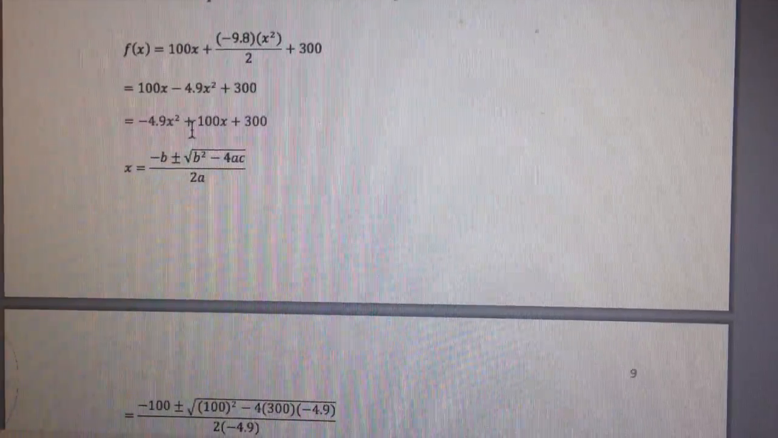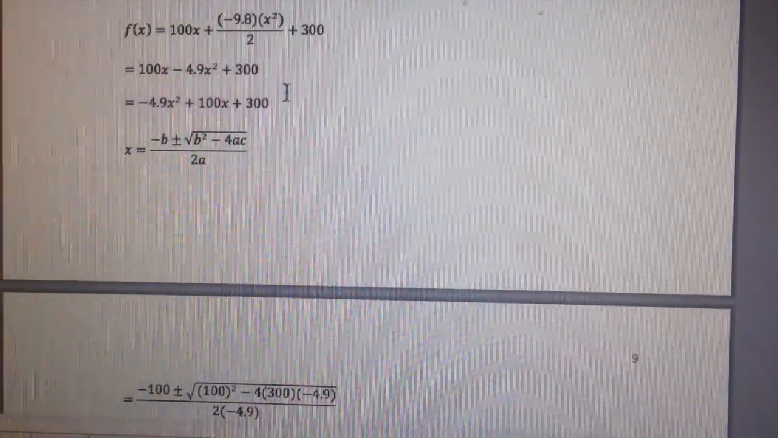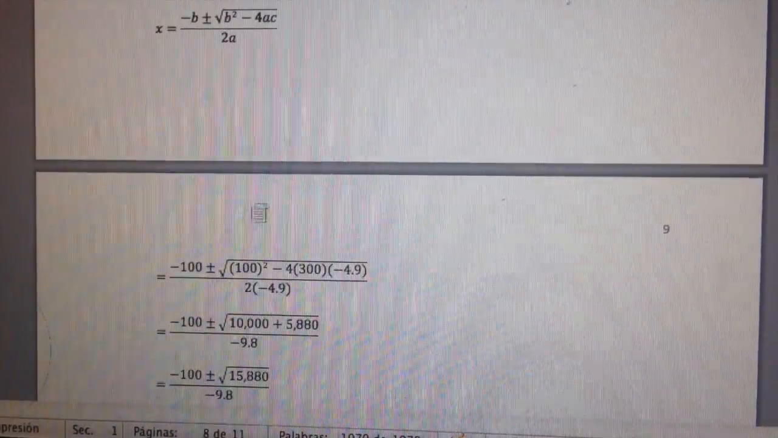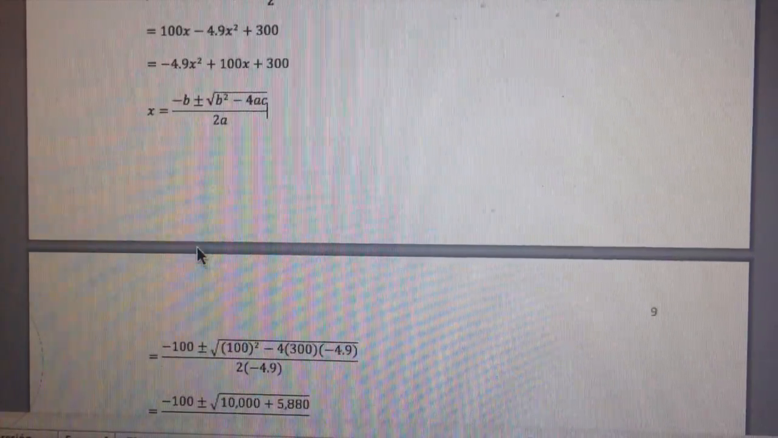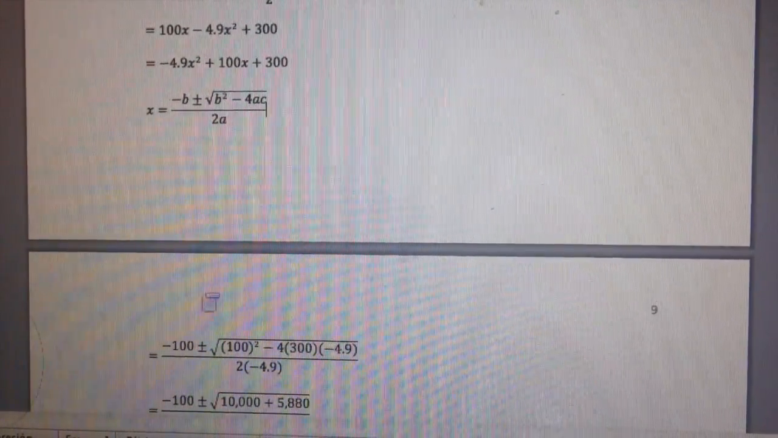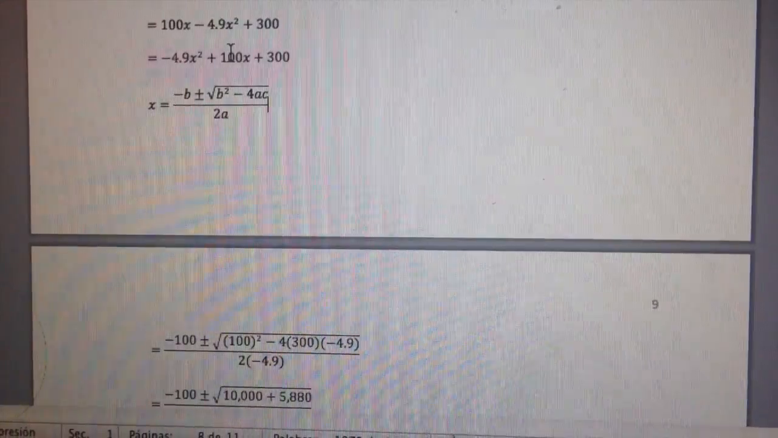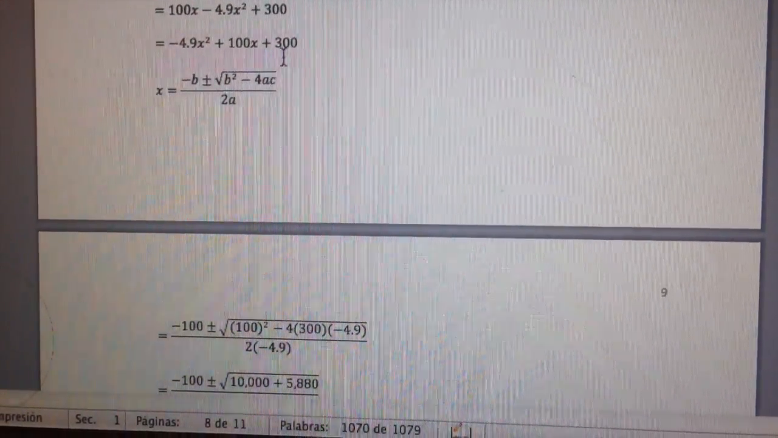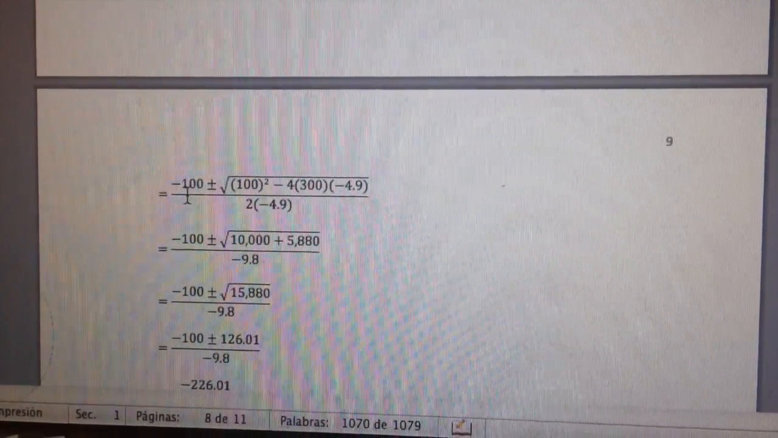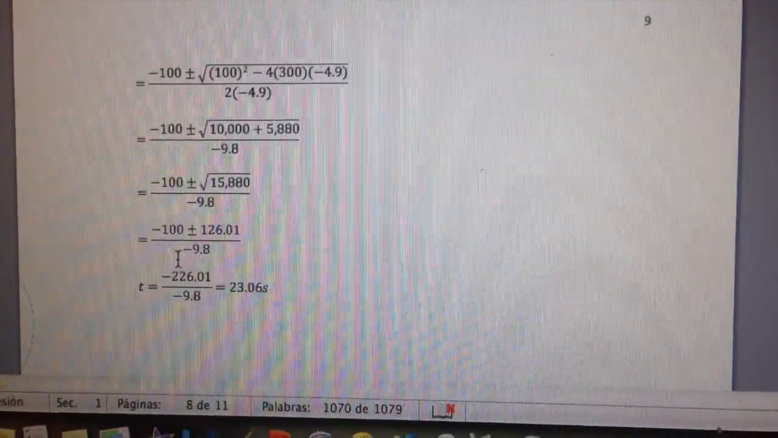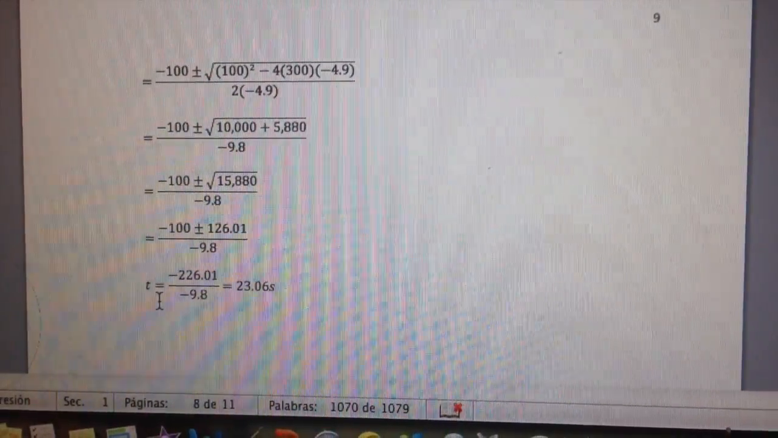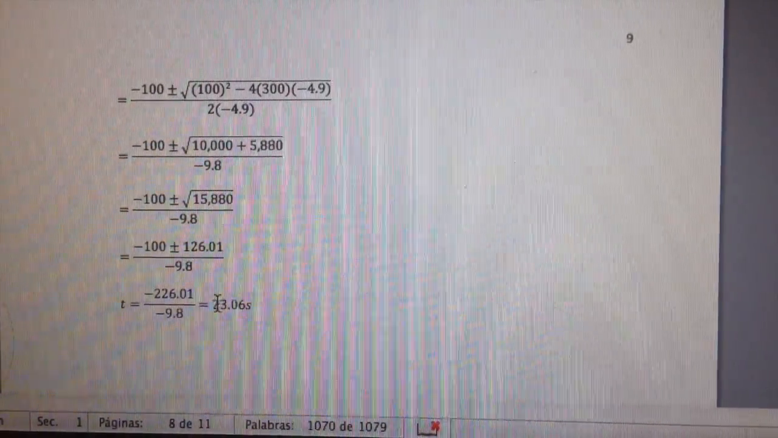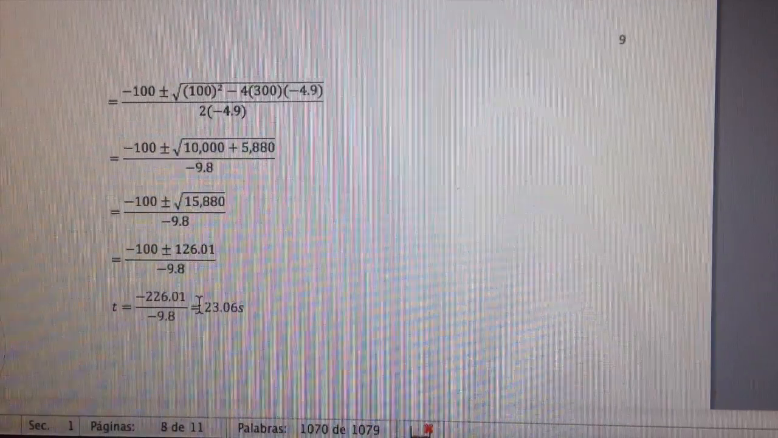We can see in here that it turns out to be a quadratic equation, so we can use the general formula. In here we have the general formula, and then we only have to substitute the values in the general formula, which turns out to be b is equal to 100, a is equal to minus 4.9, and c is equal to 300. After going through the process of the general formula, at the end we get this fraction, okay? So the answer will turn out to be 23 seconds, 0.6.